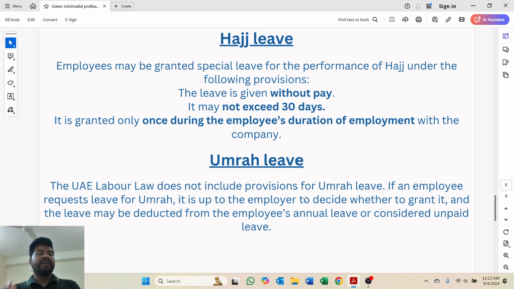And other is Umrah leave. As per UAE labor law, this leave provision is not available in the UAE labor law. However, if an employee requests leave for Umrah, it is up to the employer to decide whether to grant it or not. And the leave may be deducted from the employee's annual leave or considered unpaid leave.